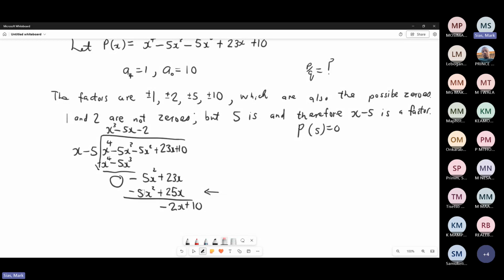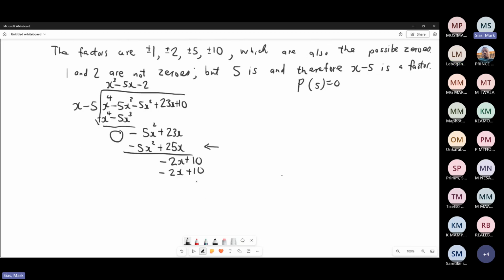Minus 2 times x is minus 2x. And then minus 5 times minus 2 is plus 10. And clearly you can see that the remainder is 0 when you do the subtraction there, right? The remainder is 0. So we found another factor.